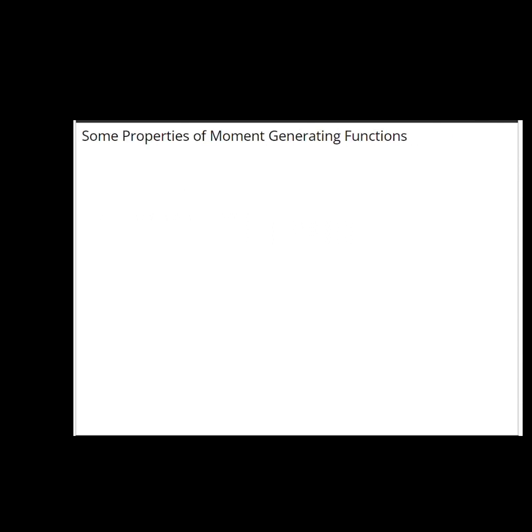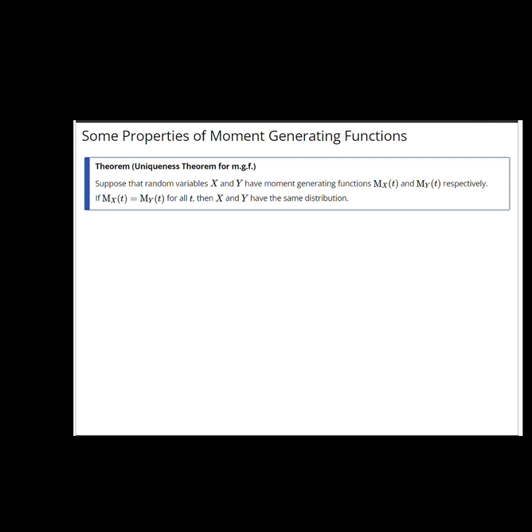Some properties of moment-generating functions. There are two results important for the application of moment-generating functions in probability. One is the uniqueness theorem. Basically, it says a moment-generating function uniquely determines a distribution. In other words, if I have two random variables, x and y, and they have identical values for the moment-generating function, then those two random variables have the same distribution.